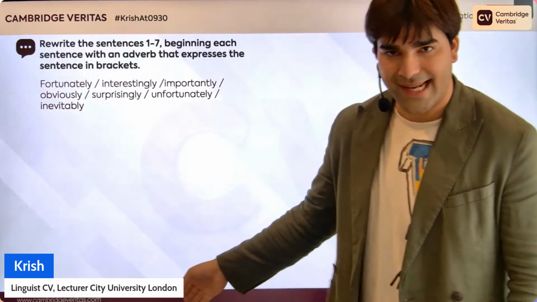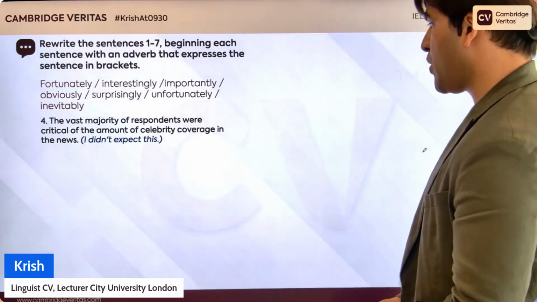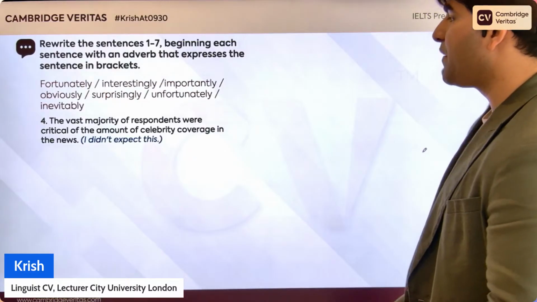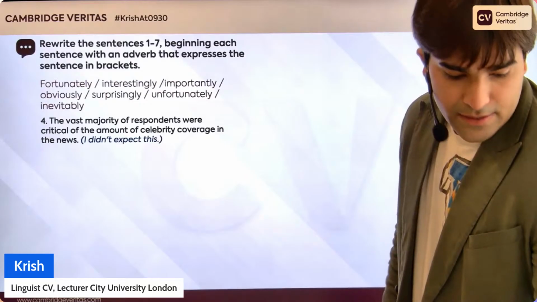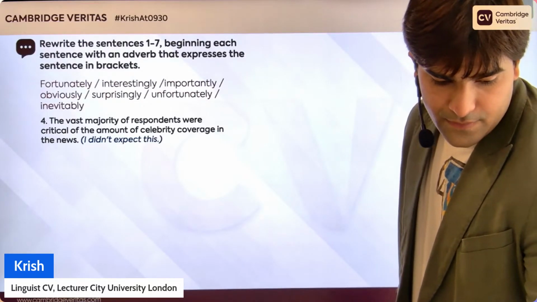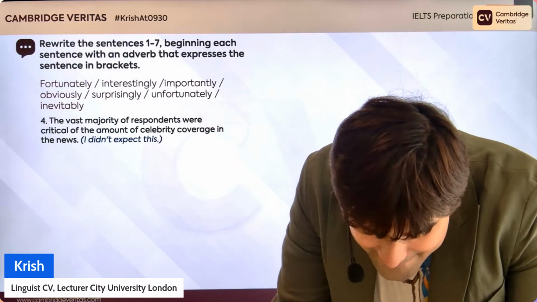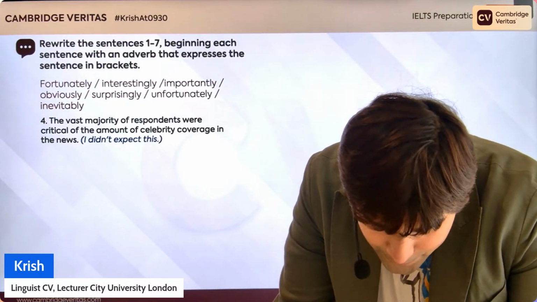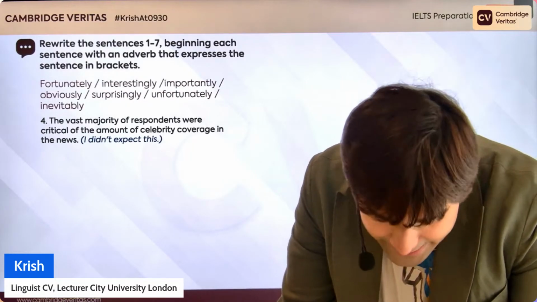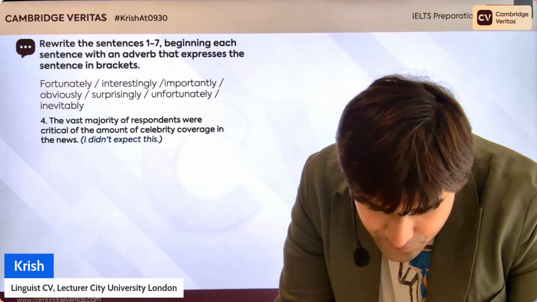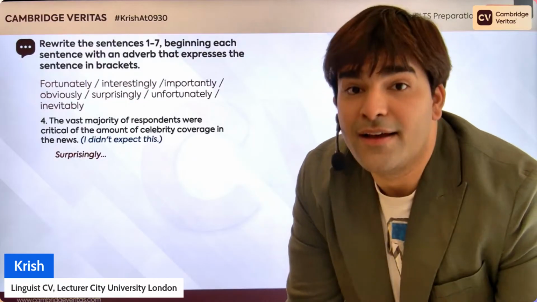Okay, number 4, 7 sentences in total. The 4th one is on the screen. The vast majority of respondents were critical of the amount of celebrity coverage in the news. I didn't expect this. Which one is it? That means I'm shocked. Surprisingly. Hansini, Prathama, Sahana, Nagashri, Arnold, Divya, excellent. It is surprisingly. Very good.